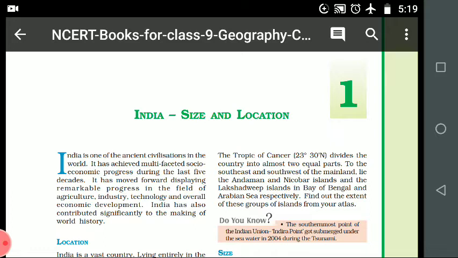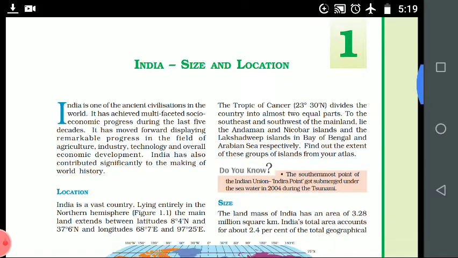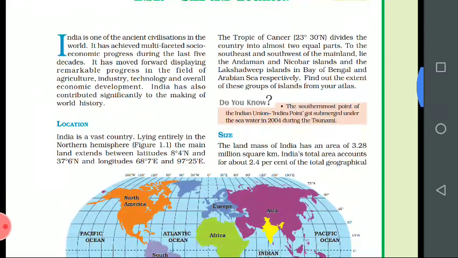Let us start. In the previous video, we have learnt about the location of India. It lies to the north of the equator and to the east of the prime meridian. Its latitudinal extent is 8 degree 4 minutes north to 37 degree 6 minutes north, and its longitudinal extent is 68 degree 7 minutes east to 97 degree 25 minutes east.